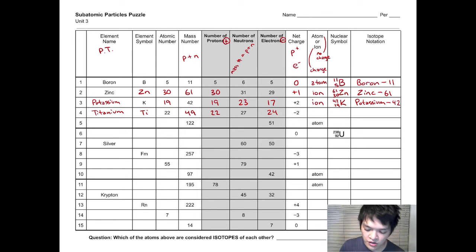Okay, is this an atom or an ion? Well, we already said ions are when you have an atom with a charge. Since we have a -2 charge, it's an ion. What about the nuclear symbol? Nuclear symbol is the chemical symbol, Ti.